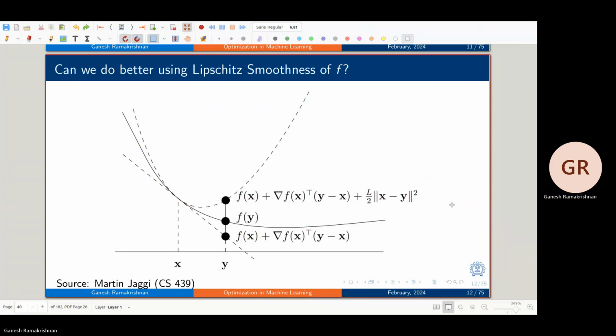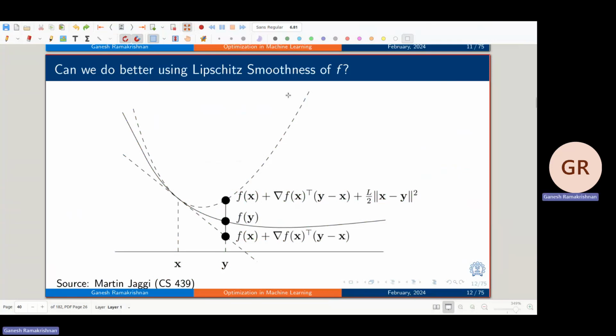Now, if I have to deal with norms of gradient, how can Lipschitz smoothness help? Lipschitz smoothness will help if I'm looking at differences in the gradients. So I can't just blindly follow this path. Something has to change. Otherwise I'll be stuck. I'll say, oh, now I don't know what to do.